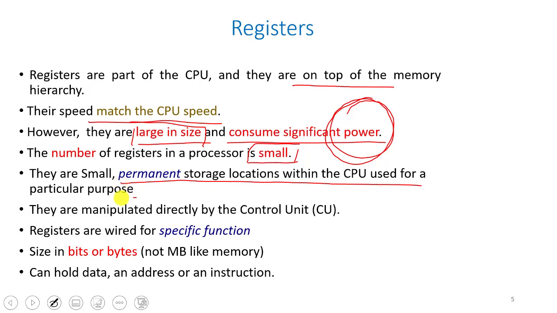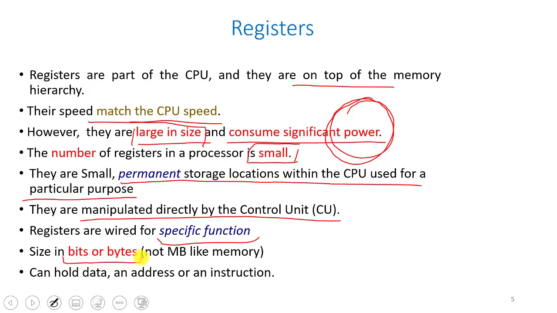They are used for particular purposes. Each register has a particular purpose. They are manipulated directly by the control unit. What do you mean by manipulated? Manipulated means they are controlled and their values are changed through the control unit. Registers are wired for specific functions, which we are going to see later in the next slide. We are going to see that we have registers for specific functions. Size, bits, or bytes.